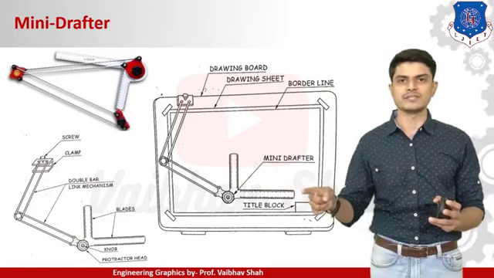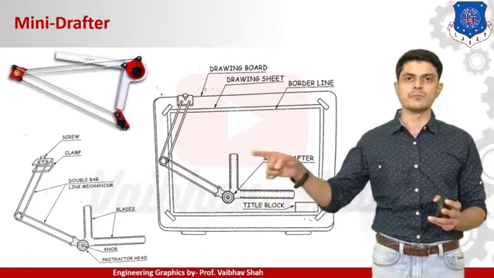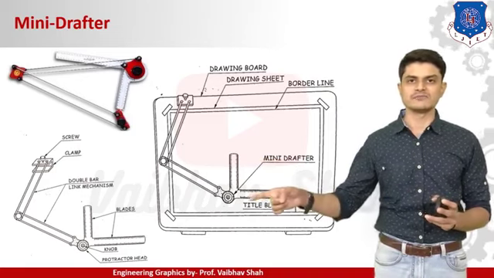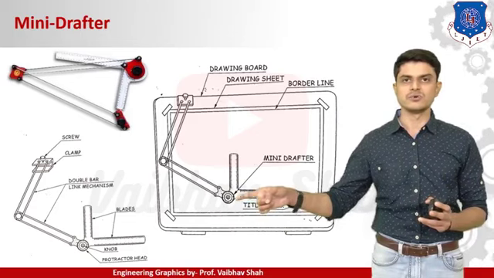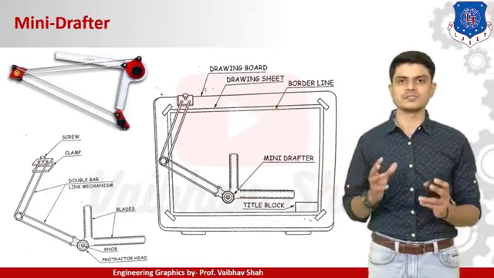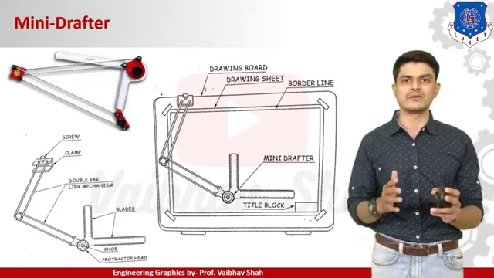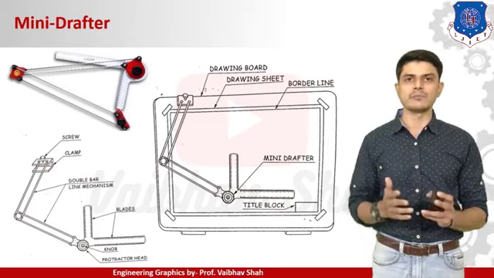You can draw a horizontal line with the help of this scale, and a vertical line mutually perpendicular to this horizontal line with the help of this scale. Now as you can see, there is one knob given here, indicated by the black knob. You can just open this knob and adjust the drafter at any particular angle, and you can draw lines at any angle you want with the help of the drafter.